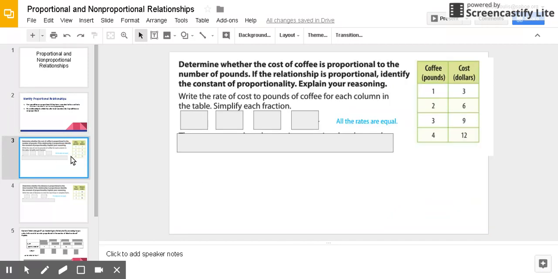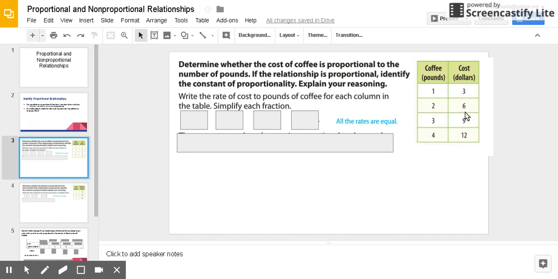Determine whether the cost of coffee is proportional to the number of pounds. If the relationship is proportional, identify the constant of proportionality and explain your reasoning. So here, let's start off by looking at the rate of the cost of the pounds of coffee, in comparison to the cost in dollars.